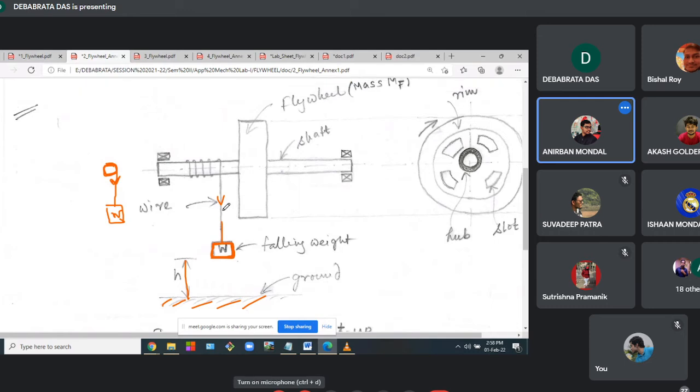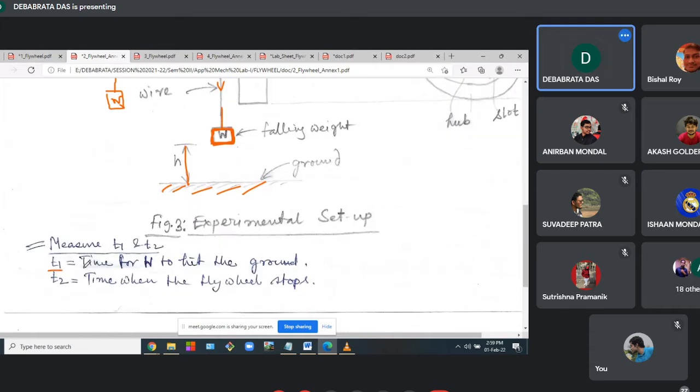Now, the moment we release this weight W, we start 2 stopwatches. Say using your mobile phone, we keep 2 mobile phones ready. The experiment is all about noting down 2 time instants, both simultaneously running. The moment this W hits the ground, we stop one of the stopwatches and note down the reading. That is T1, the time for W to hit the ground.